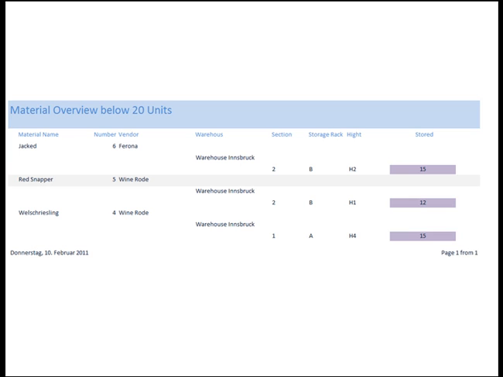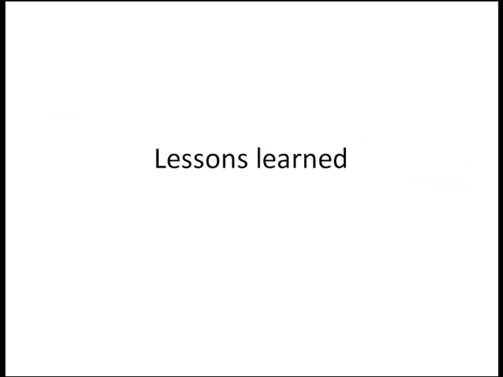As well, we want to know where we have a minimum number of units, so we need to reorder new material. As you can see here, we have jackets with the internal number of 6 from the vendor Verona in the warehouse of Innsbruck with a low number of 15. And we have a red snapper from Weinrode in the warehouse Innsbruck, which is already at 12. So on this basis, we know that we have to reorder new material here.